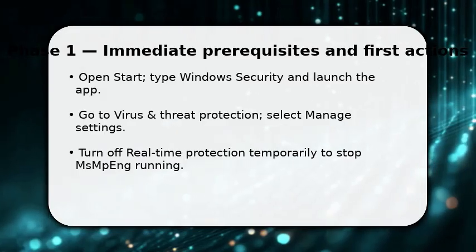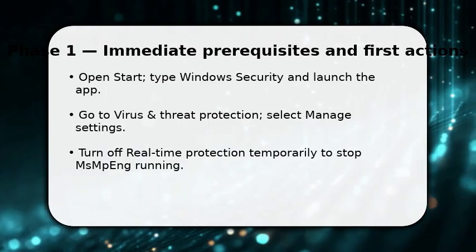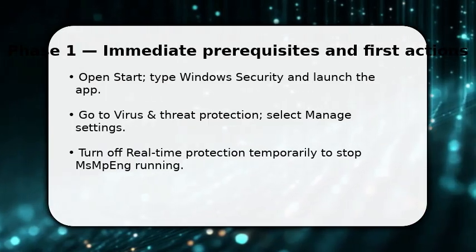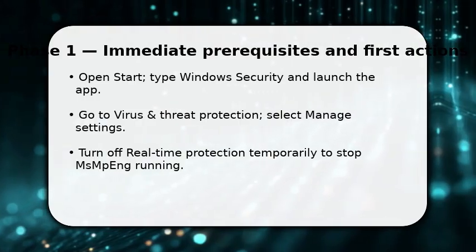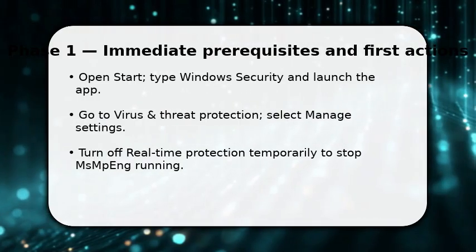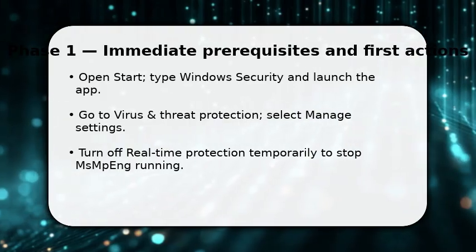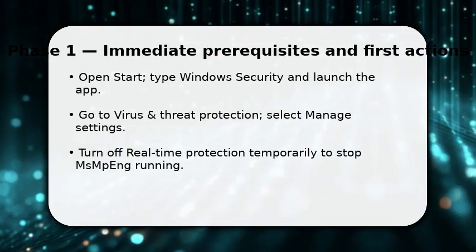You start by opening Windows Security and going straight to Virus and Threat Protection. This is the quickest way to stop active scanning. Once there, select Manage Settings and switch Real-Time Protection off. Doing that immediately pauses the Antimalware Service Executable.